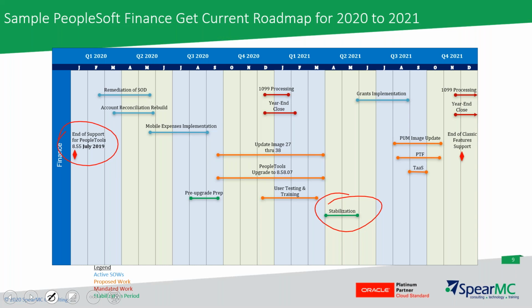So a number of things. In general, as far as this roadmap is concerned, this is modeled off of somebody that's on 8.55, image 26, so quite a bit behind. A little bit beyond what we refer to in the PeopleSoft world as update. It would be more of an upgrade, going from 8.55 to 8.58, and then 26 to, I put 38 in there, considering the timeline of October-ish to get this started.